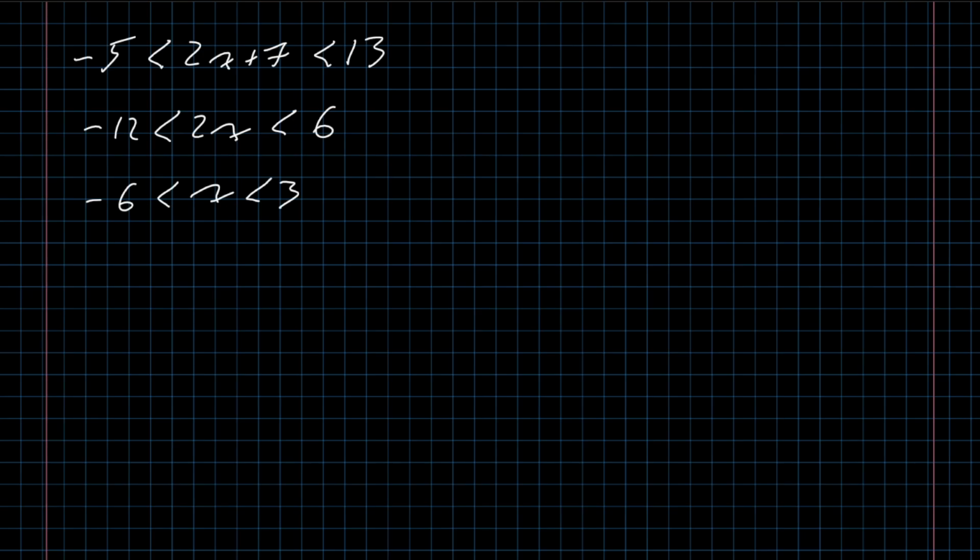I can sketch that on a number line as well. This one is fairly straightforward. It is open on both sides, contains all the stuff in the middle, and in interval notation, this is the open interval from negative 6 to 3.